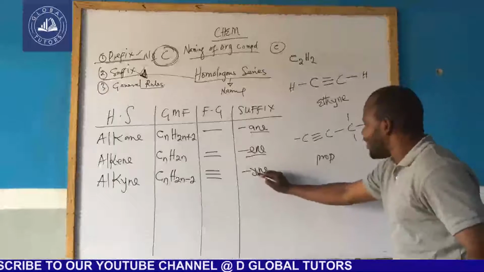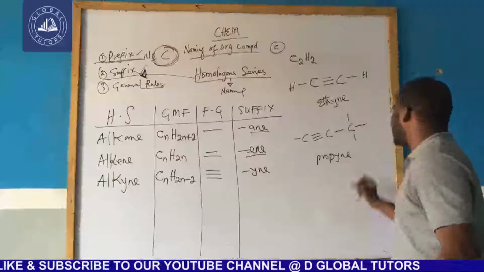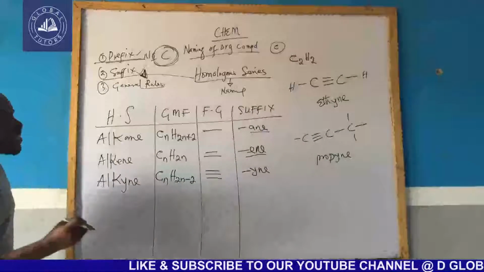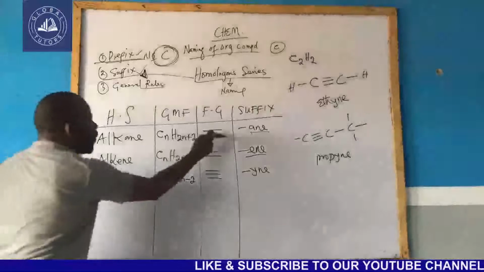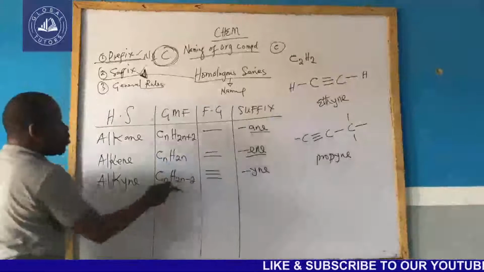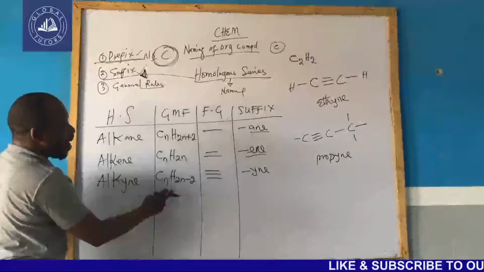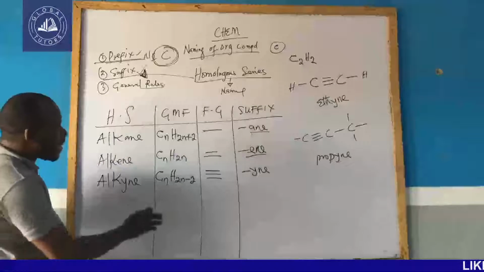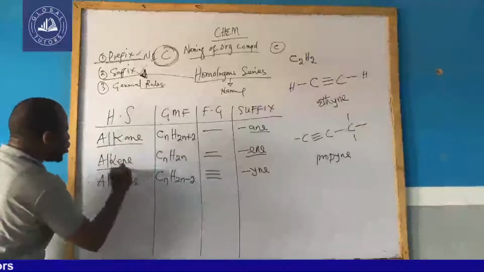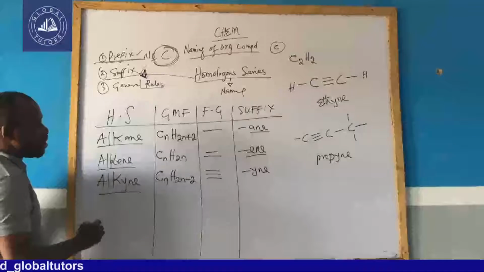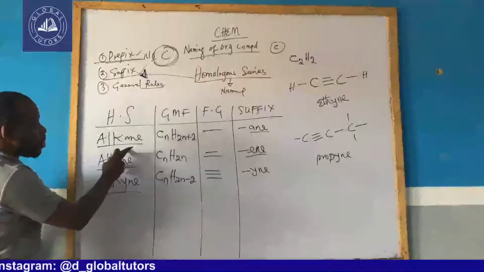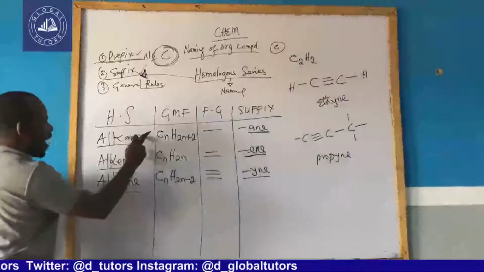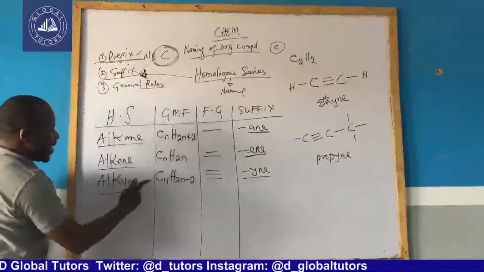Then what's the family name? Yne. So propyne. That is the alkyne homologous series. So what is the pointer to look for? You look for the functional group and you look for the general molecular formula. When you look at the functional group and the general molecular formula, you'll be able to determine the homologous series to which they belong. When you know the homologous series, then you will know the suffix. So we have looked at the alkane, the alkene, and the alkyne.